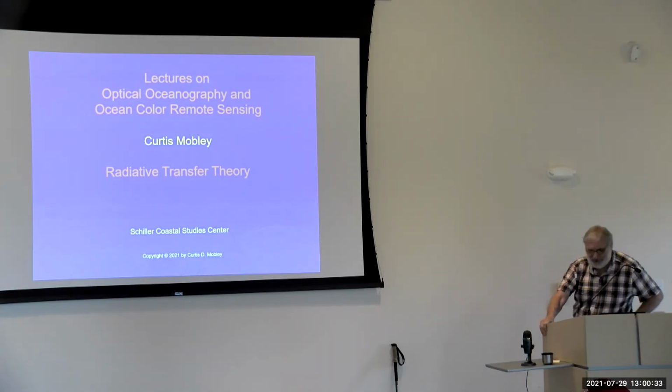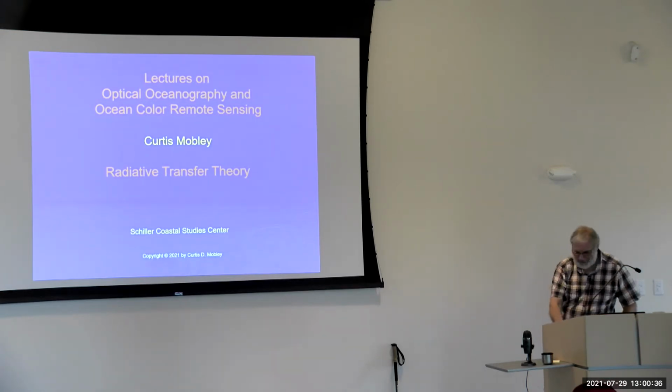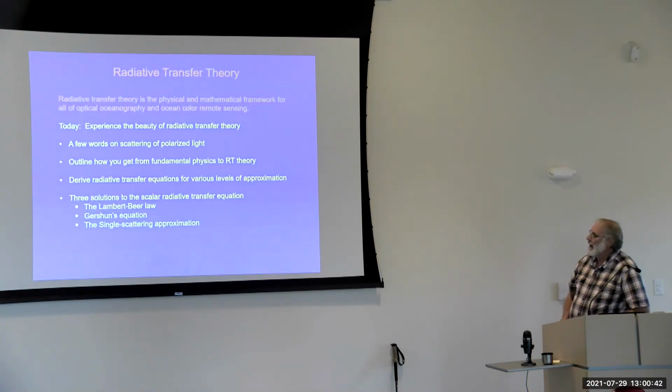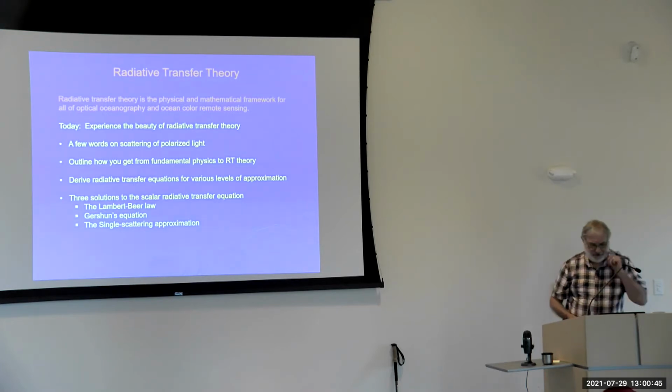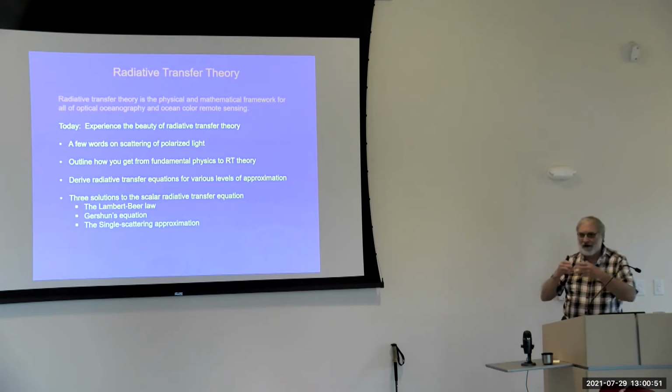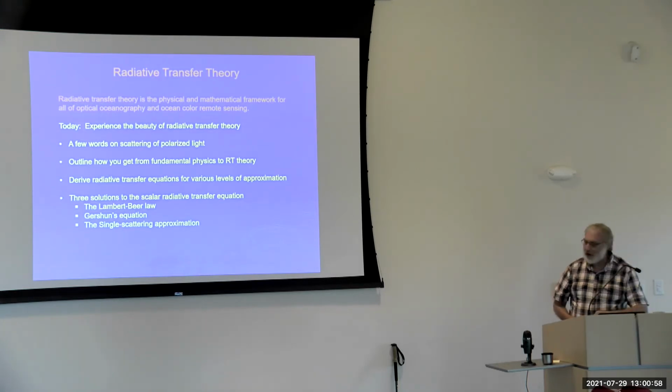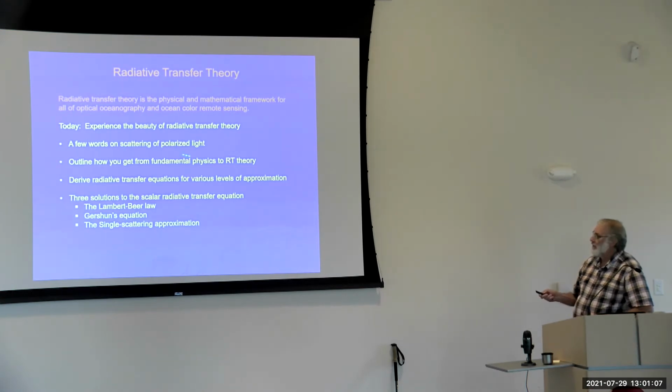So I'm not sure whether this will do more damage to you or to me, but anyway, here's what we're going to do. This is radiative transfer theory class. And radiative transfer theory is just a fancy term for the branch of physics and math that deals with how light is measured and propagated and absorbed and scattered, and all of those things. So what you're going to do today, the goal is that you'll experience the beauty of radiative transfer theory. And I'll start out, I'll give you a few words on scattering of polarized light, just so you can see what a mess it is. You'll understand why there's not a polarized version of HydroLight.